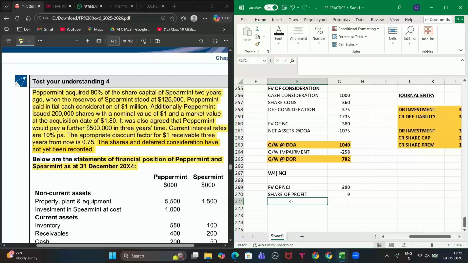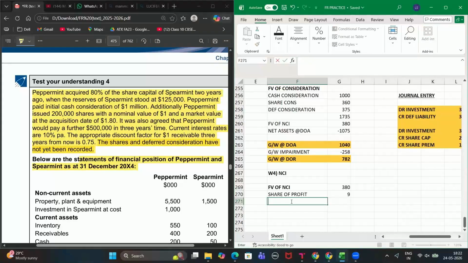So tell me, we have to show this here, right? NCI's share of impairment we have to show. What is the impairment that is attributable to NCI here? What is the total impairment? 258. So how much will belong to NCI? It is 51.6. We can approximately take it as 52.